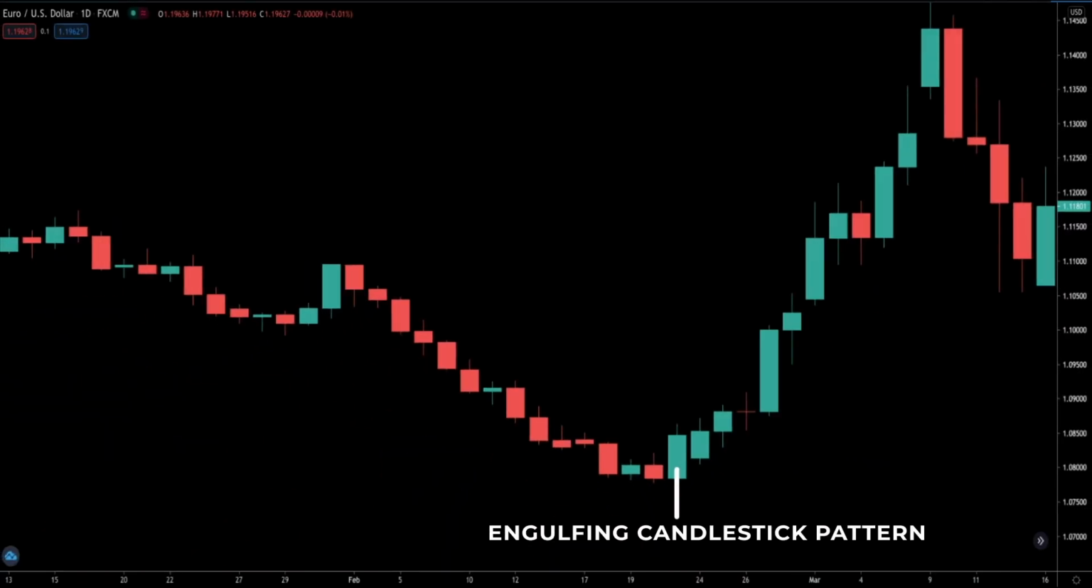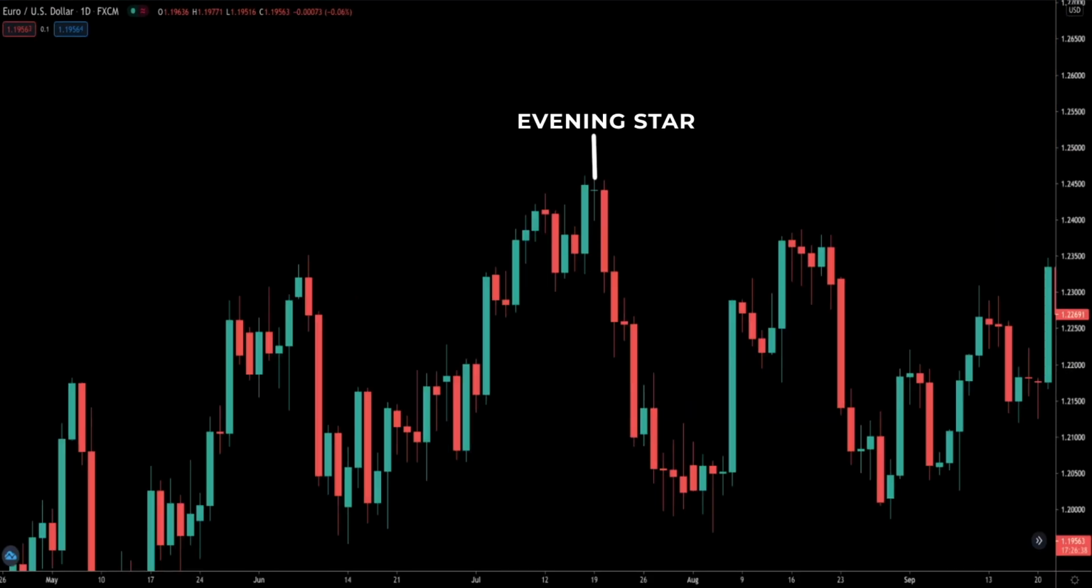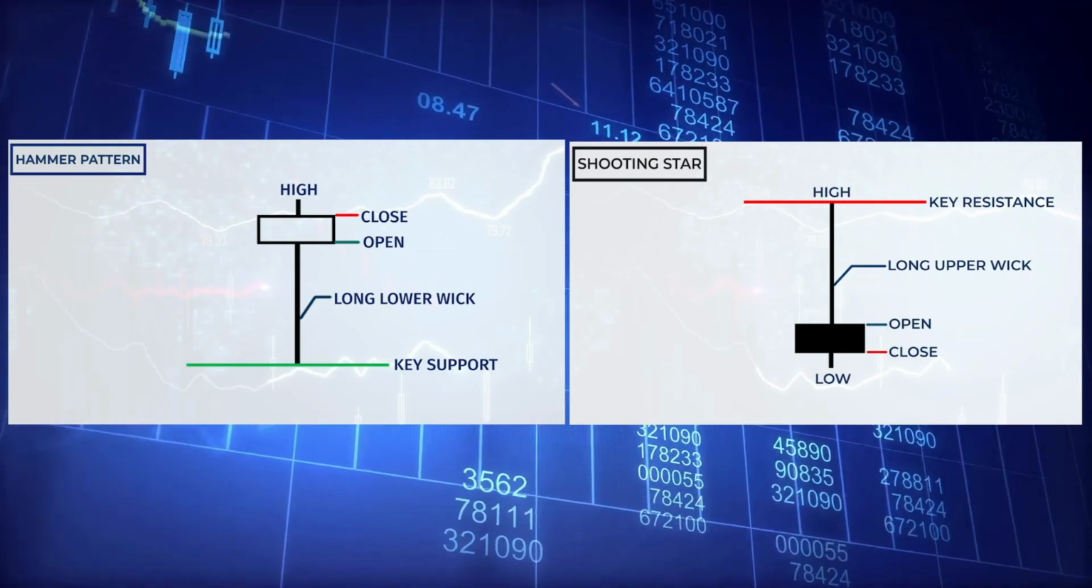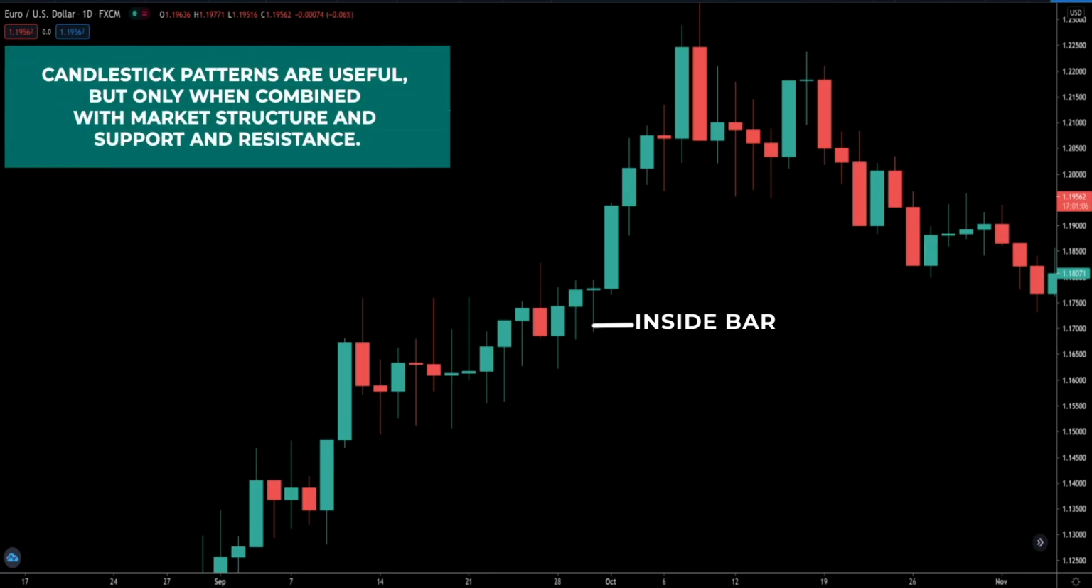In summary, I went through engulfing patterns, doji patterns, the morning star pattern, the evening star pattern, hammer, shooting stars, and inside bars. Candlestick patterns are useful, but only when combined with market structure and support and resistance.